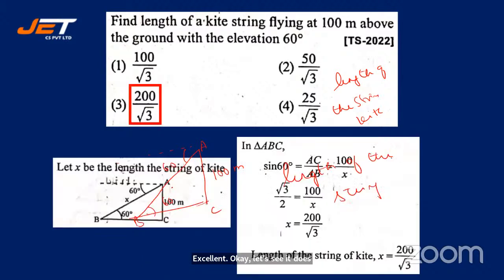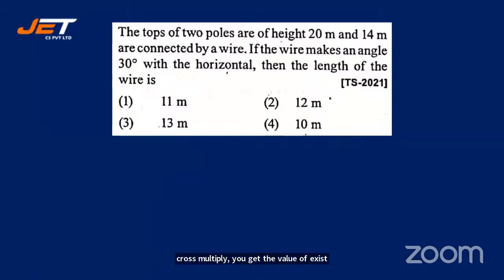Very good. How? You can see the diagram that has already been done. So in triangle ABC, you are taking sine 60. What is sine 60? Root 3 by 2, which is opposite side by hypotenuse, AC by AB. 100 by x, whereby you cross multiply and get the value of x as 200 by root 3. Very good. Excellent. See the next question.